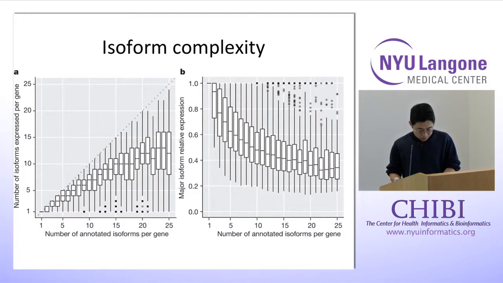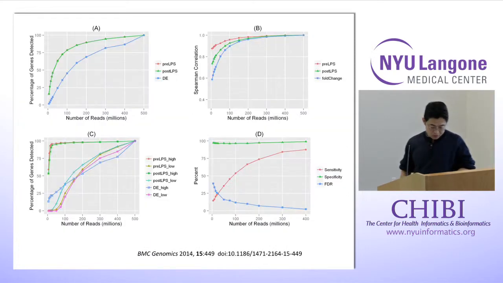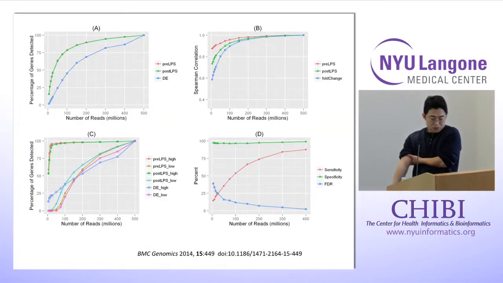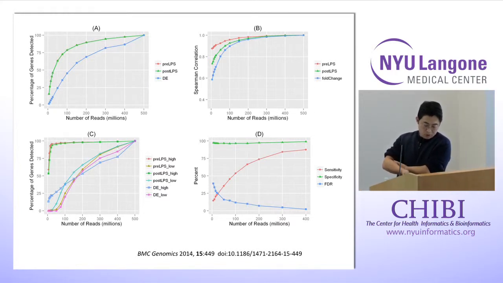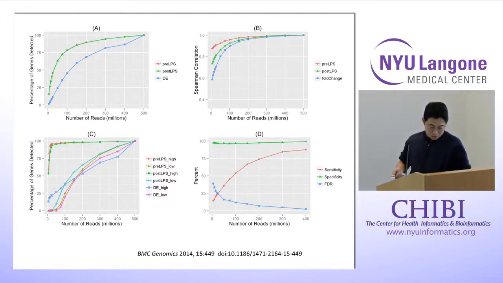So how many reads? When we understand the complicated nature of the transcriptome, it's not a surprise that for the transcriptome you probably need many more reads to really capture the whole spectrum and to capture all the alternative isoforms, the differentially expressed isoforms. So in this study, they actually investigated the number of reads that you need to achieve better performance.